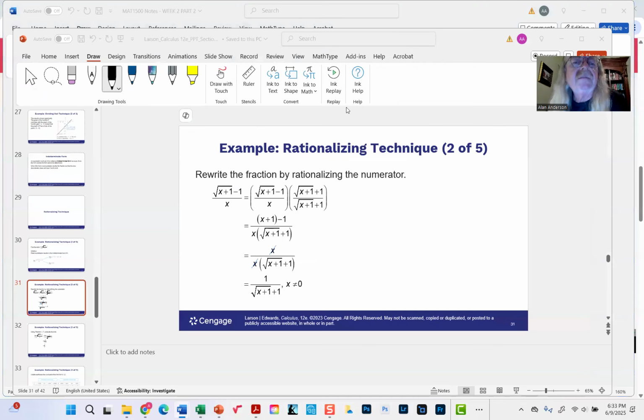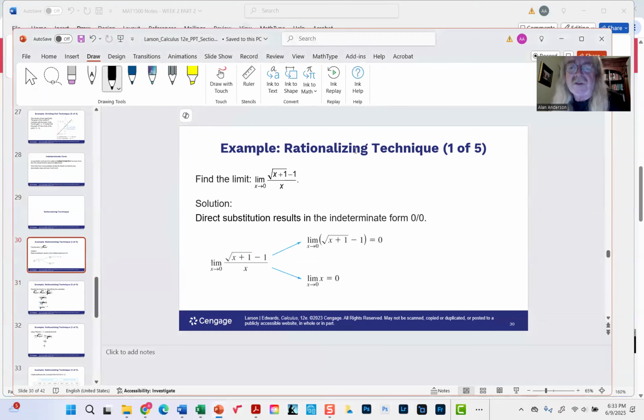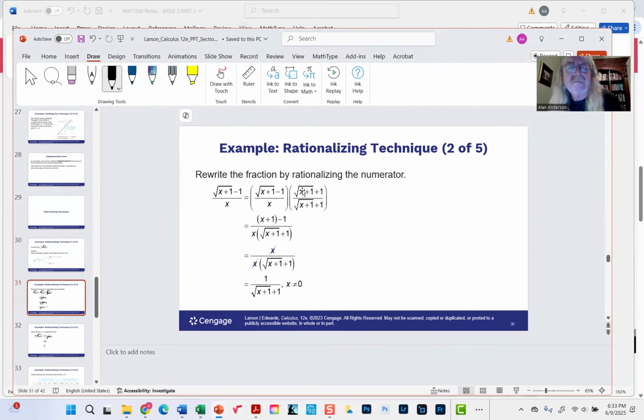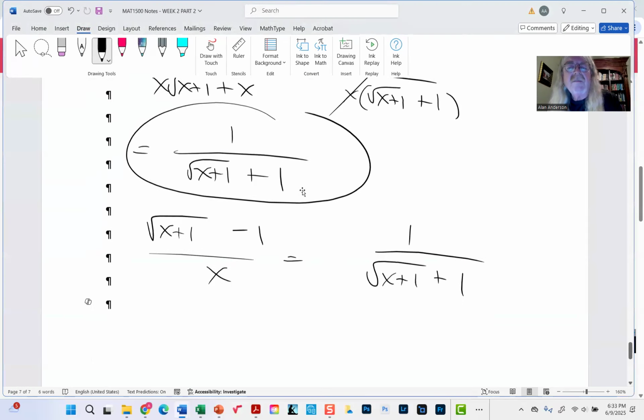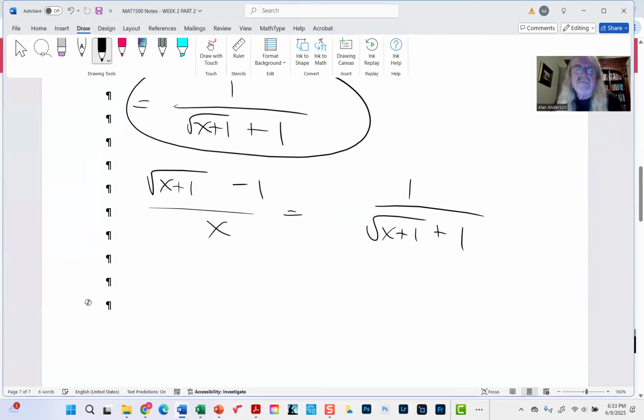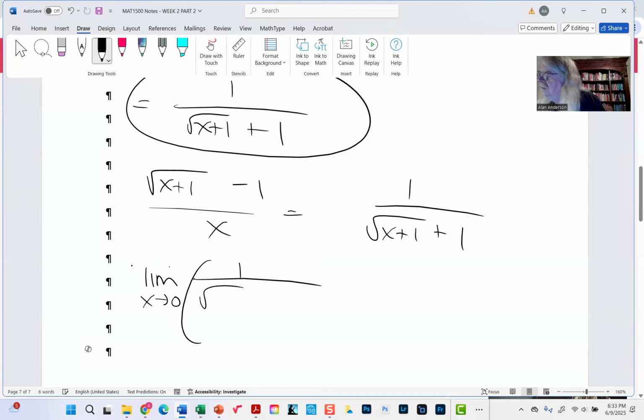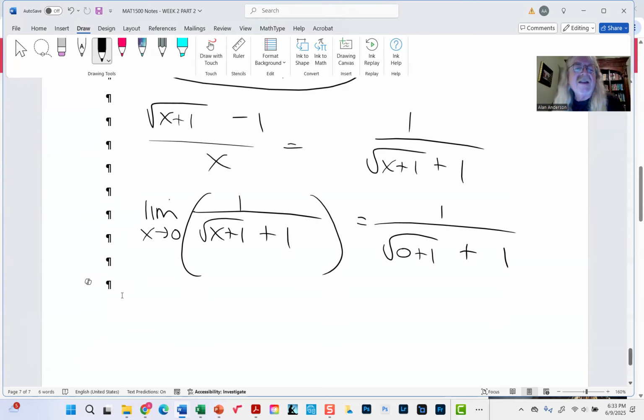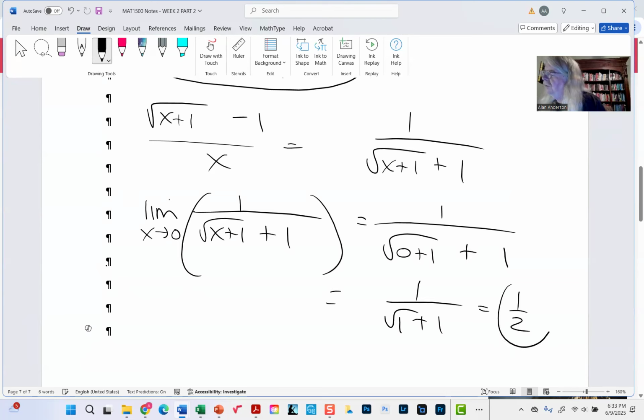Now, when we try to take the limit as x approaches 0, well, maybe this time we'll be able to do it with direct substitution. Looks like we got lucky. Or no, we didn't get lucky. We knew what we were doing. So we also end up with 1/2.